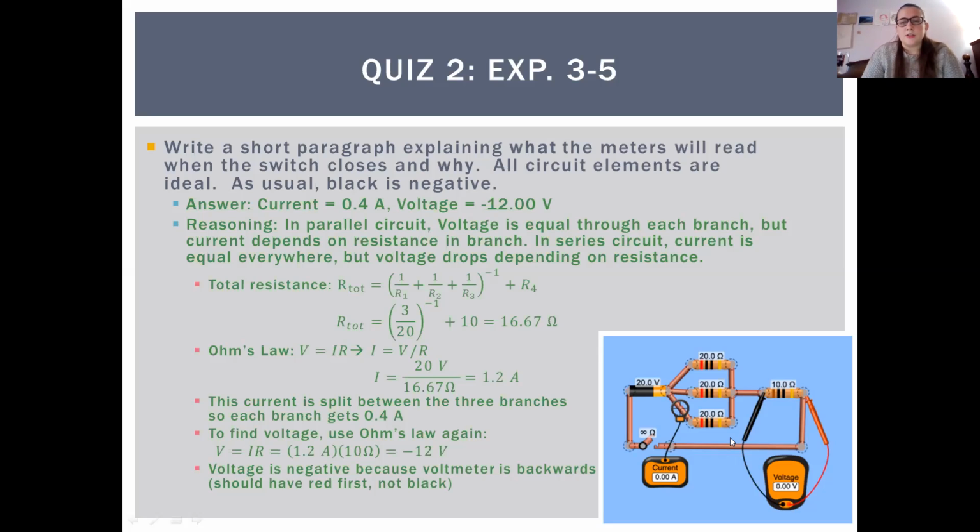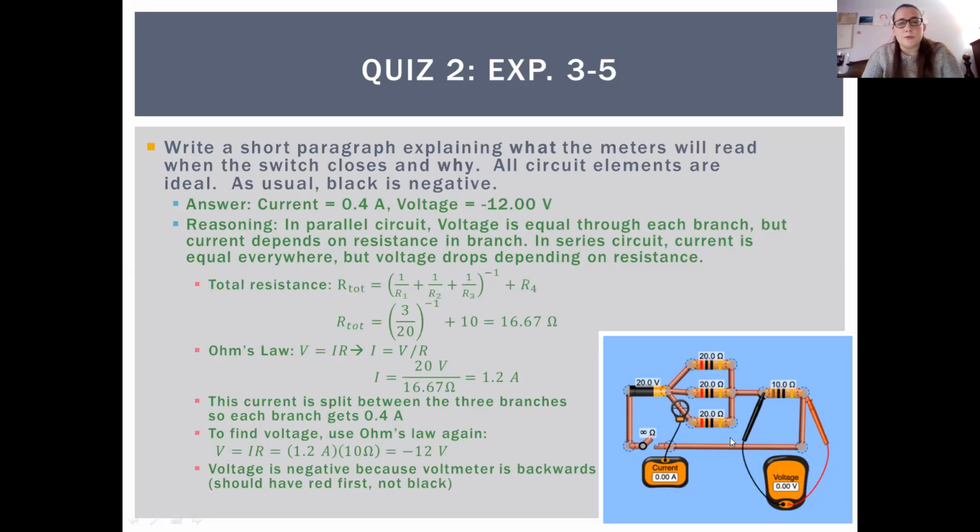So our total resistance in the circuit, since we have first that parallel chunk and then it goes into a series circuit after that, we have to kind of combine these 2 ideas, just like we did with capacitance in the earlier example. So in a parallel circuit, the resistance adds inversely. So 1 over R1 plus 1 over R2 plus 1 over R3 to the negative 1, the inverse of that, plus R4.